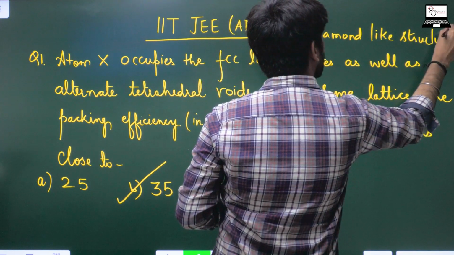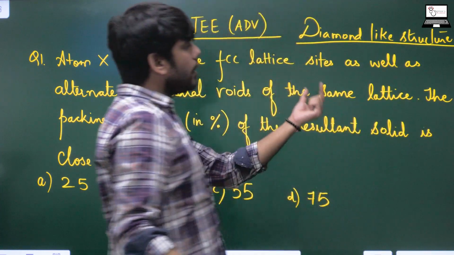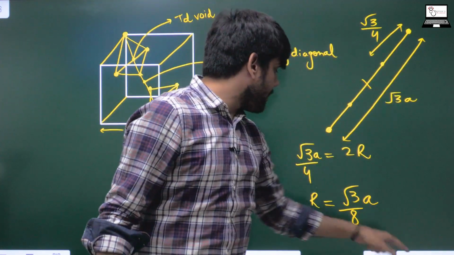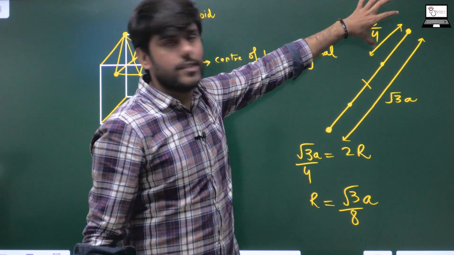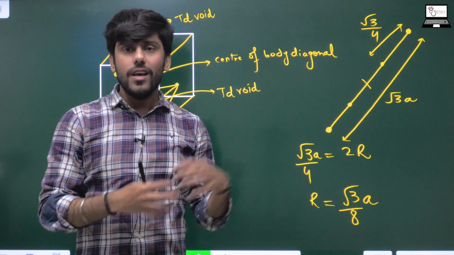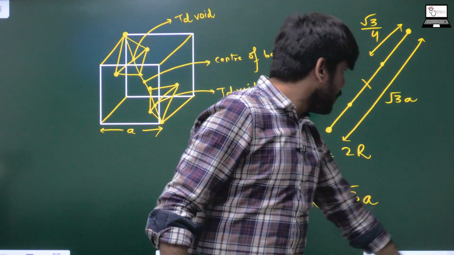Diamond-like structure, right? There the value of z is 8 and the relation between a and r is that root 3a by 4 is equal to 2r. So this is how I will calculate the packing efficiency in this question. Now let us move to the next question.